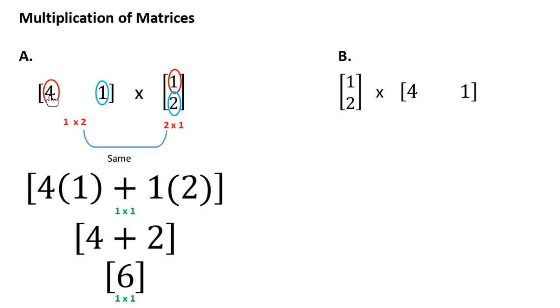So again, it's the first number with the first number, the second number with the second number, and it's the row by every column that you see. In this case, we only have one column.